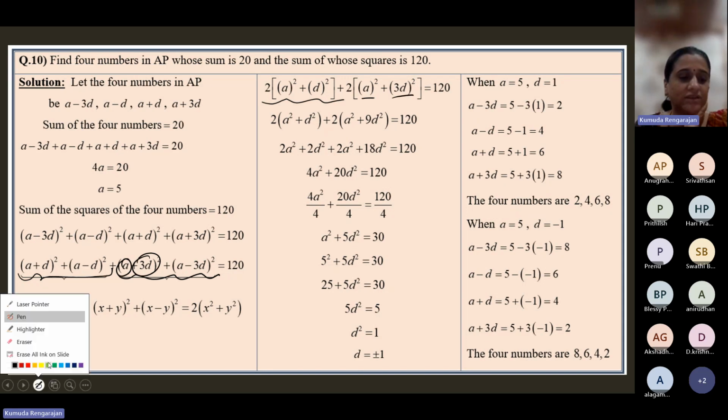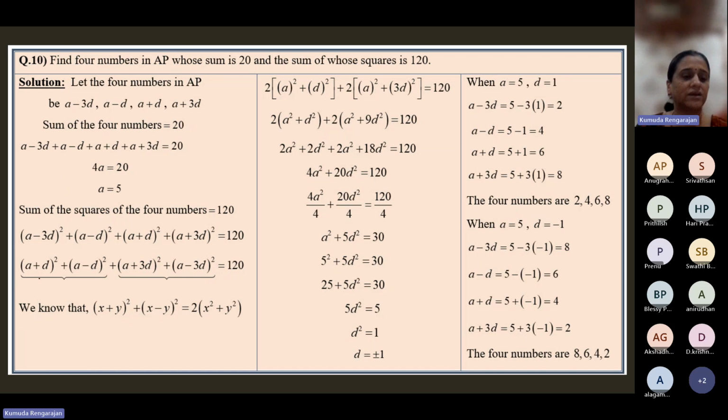See, even if you don't use this identity, you can get this answer by just expanding. A plus d the whole square is what? A square plus 2ad plus d square. A minus d the whole square, a square minus 2ad plus d square. So simply expanding also you can get this result. But it's nice to use the identity, in the sense you will save on the number of steps you need to finish the answer. And also, the newer things you should keep using so that you become very familiar and you don't forget them.